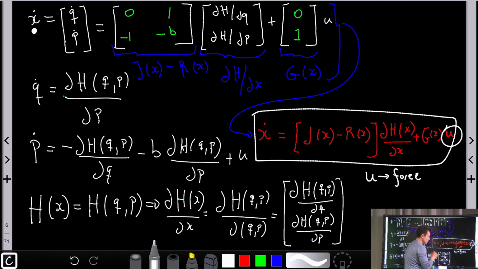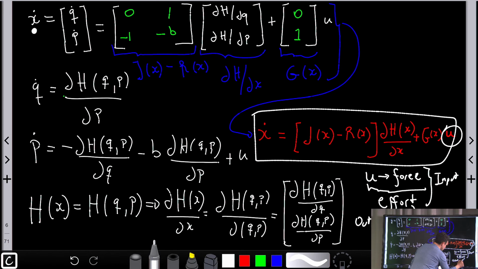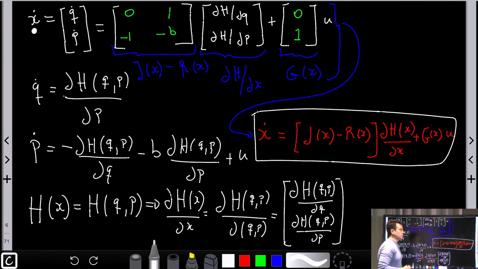This will be our so-called effort. It's going to be our effort, and of course this is our input. It means that our output should be a flow. I will rewrite it in the next slide.